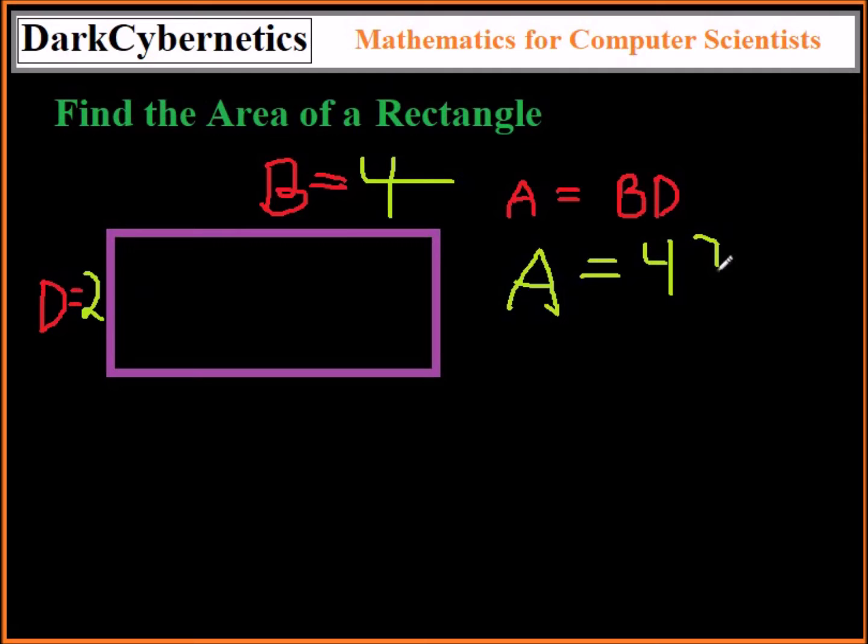So we will know that 2 times 4 is equal to 8, and we will write 8 inside of this region, this purple region. 8 here.